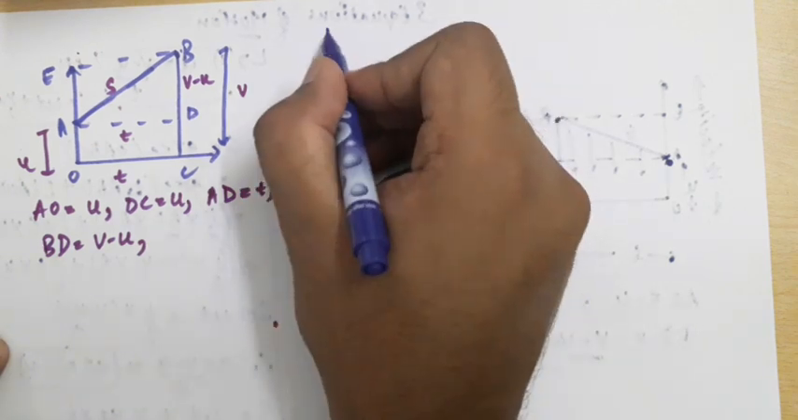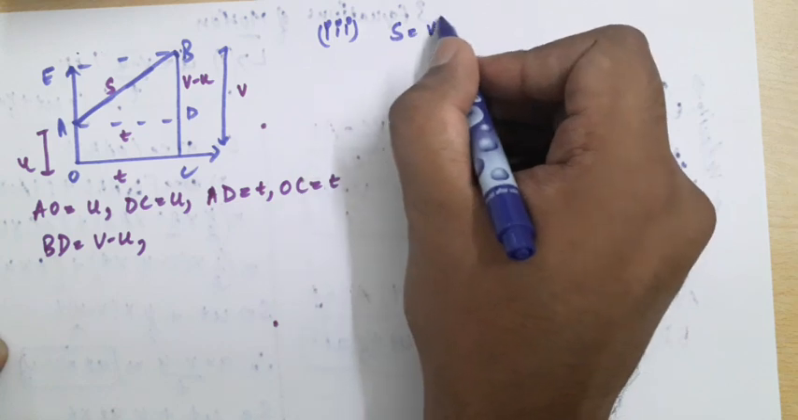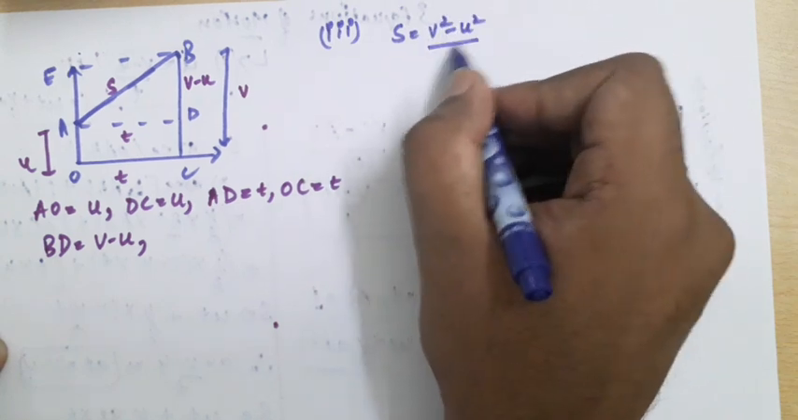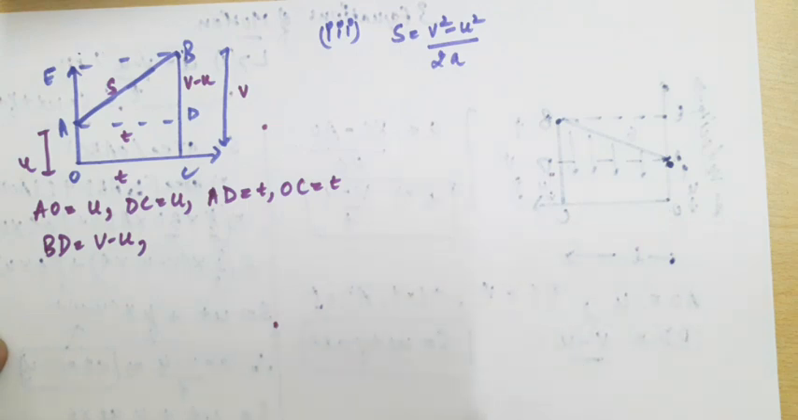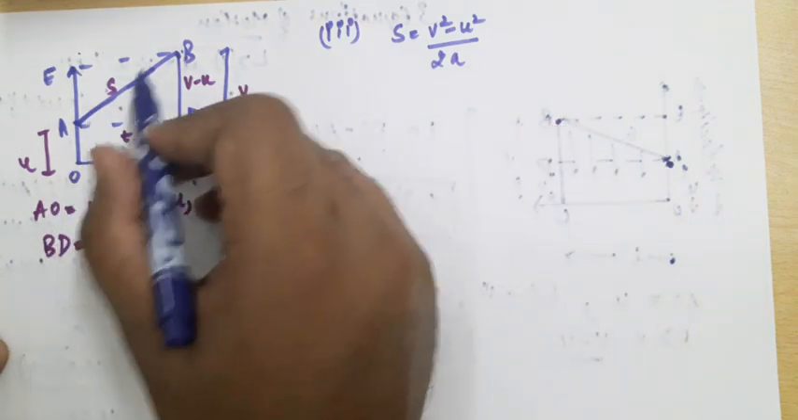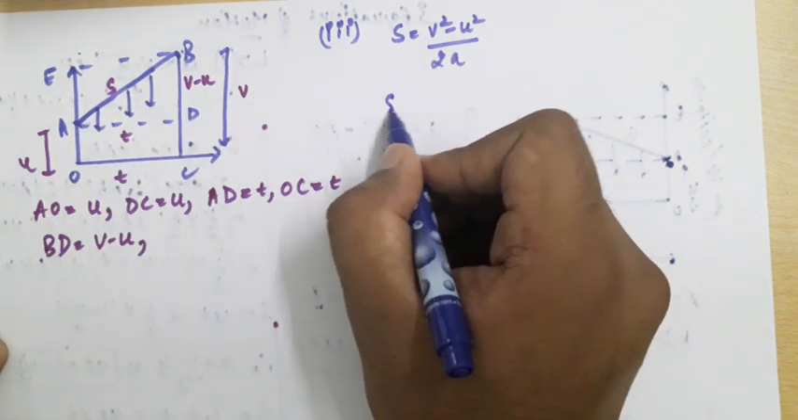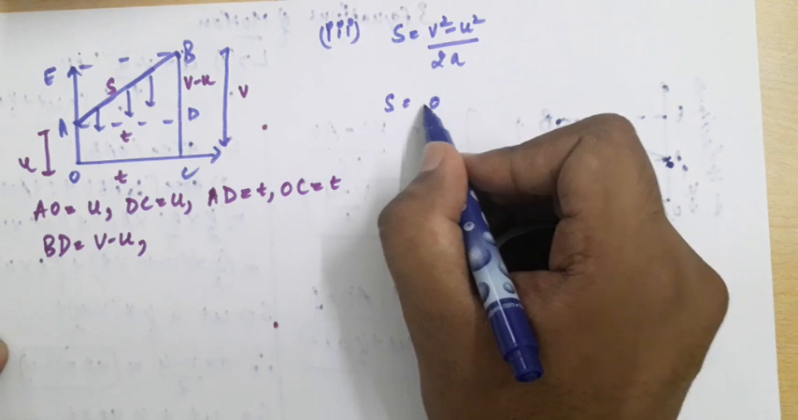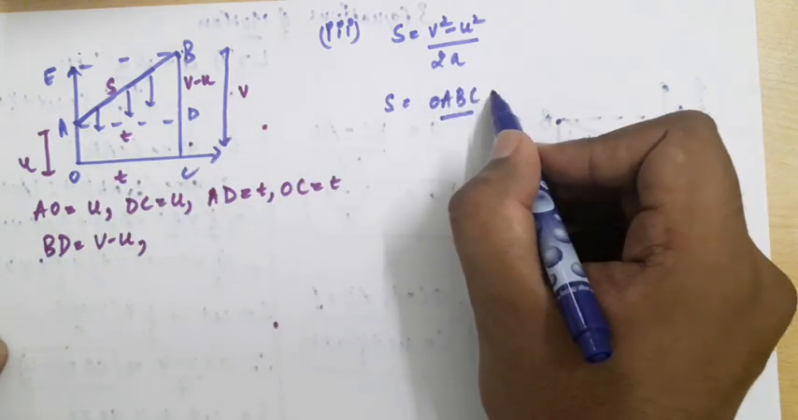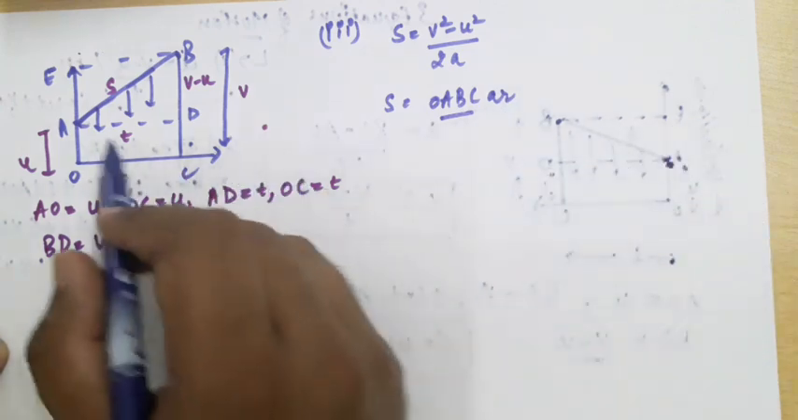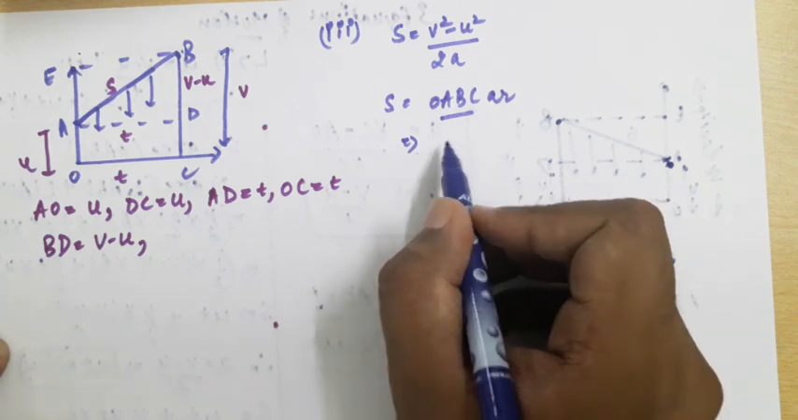Now the third equation is S is equal to V square minus U square upon 2A, right? This is our third equation. So while proving this, again we have to find S and the area inside it. So I can observe a trapezium in it, OABC. If I see the OABC and its area, we can observe a trapezium, right? OABC, a trapezium, and the formula for trapezium to find the area is what?